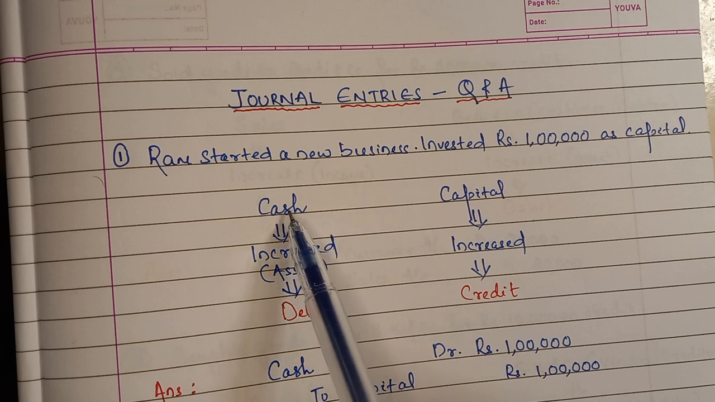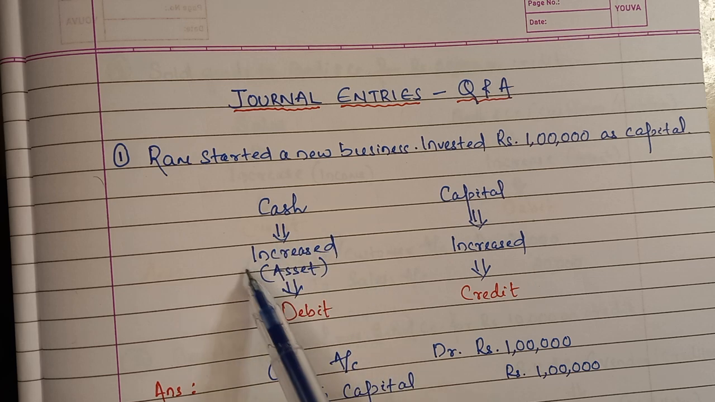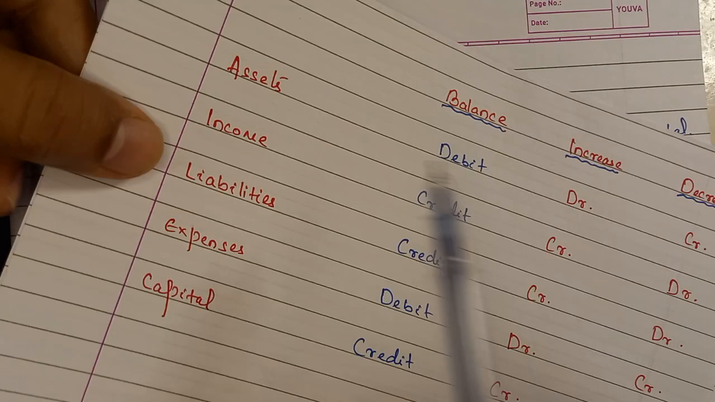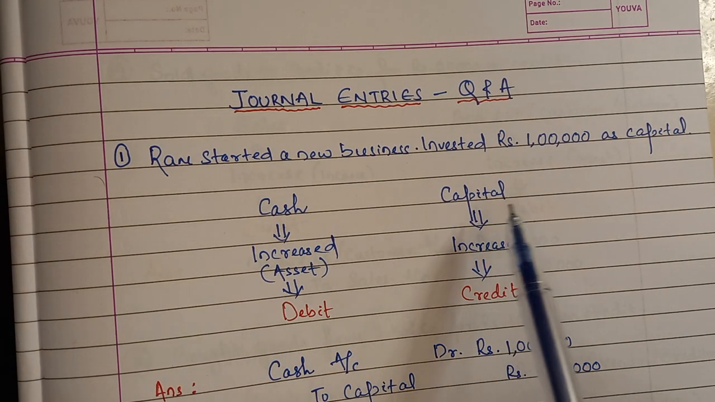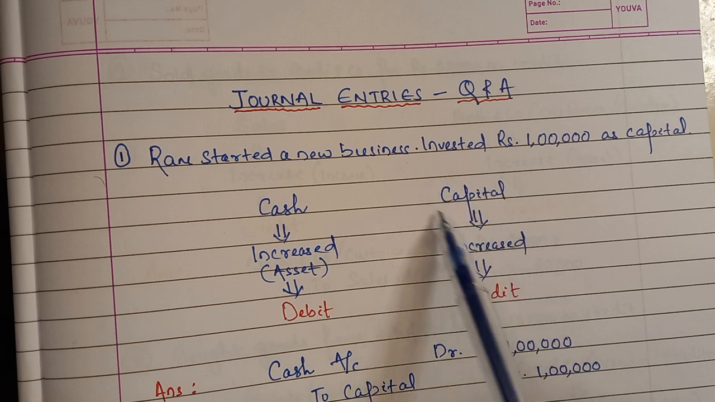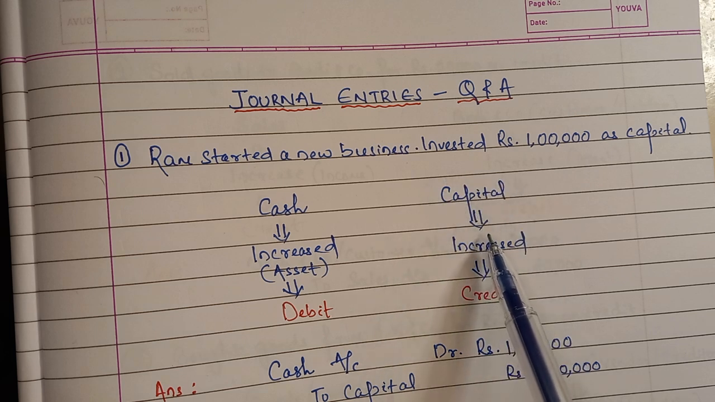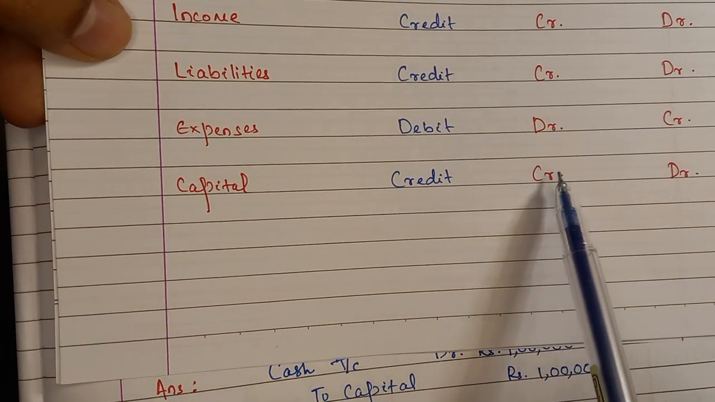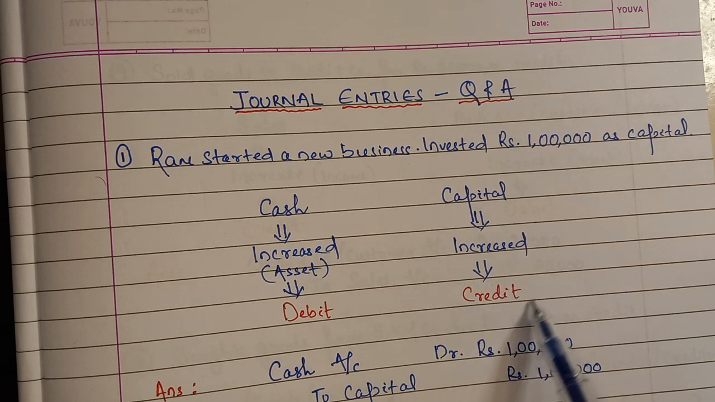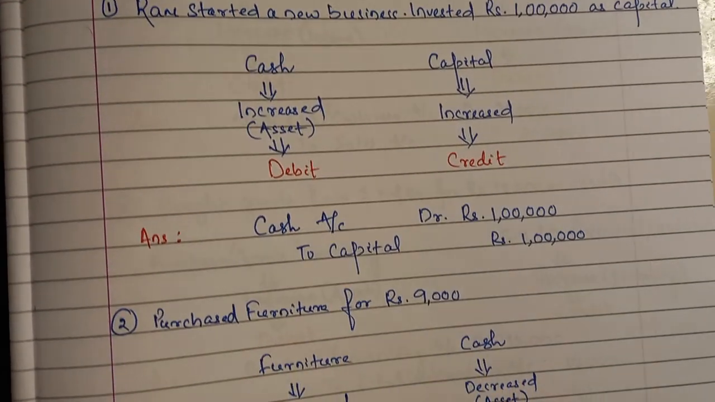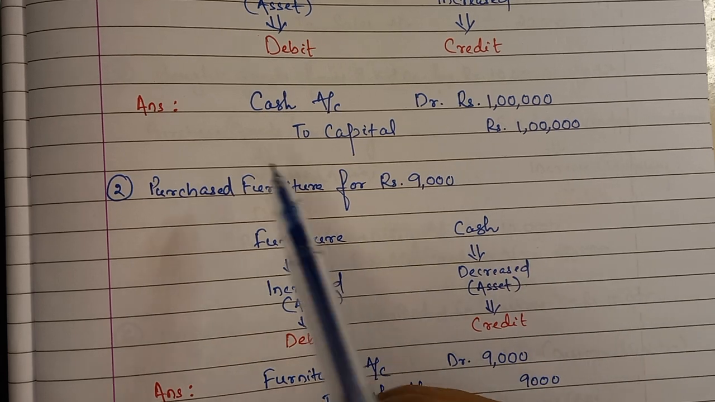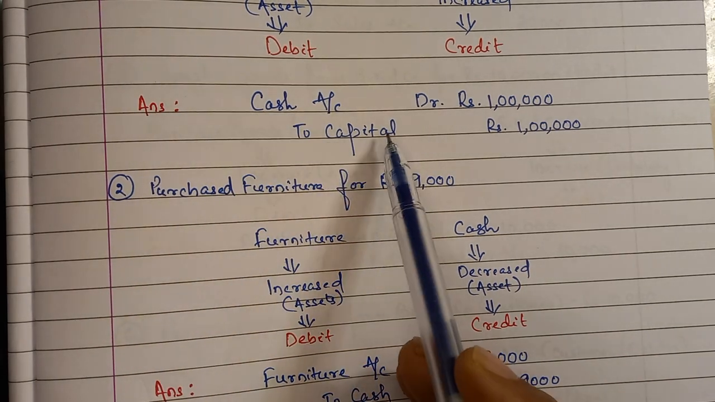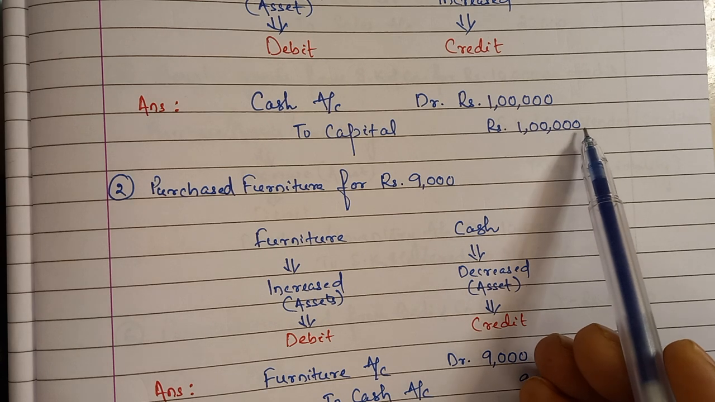For the business, there is cash which is increasing because Ram is giving cash to the business. So there is an increase in the asset. Increase in an asset is always a debit, right? So it is debit. Now the business is getting capital from Ram. Ram provided capital to the business and for the business capital is increased, correct? So capital increase is always credit. So this is credit. And the final journal entry we are going to post is: Cash account debited to capital, rupees 1 lakh to 1 lakh.